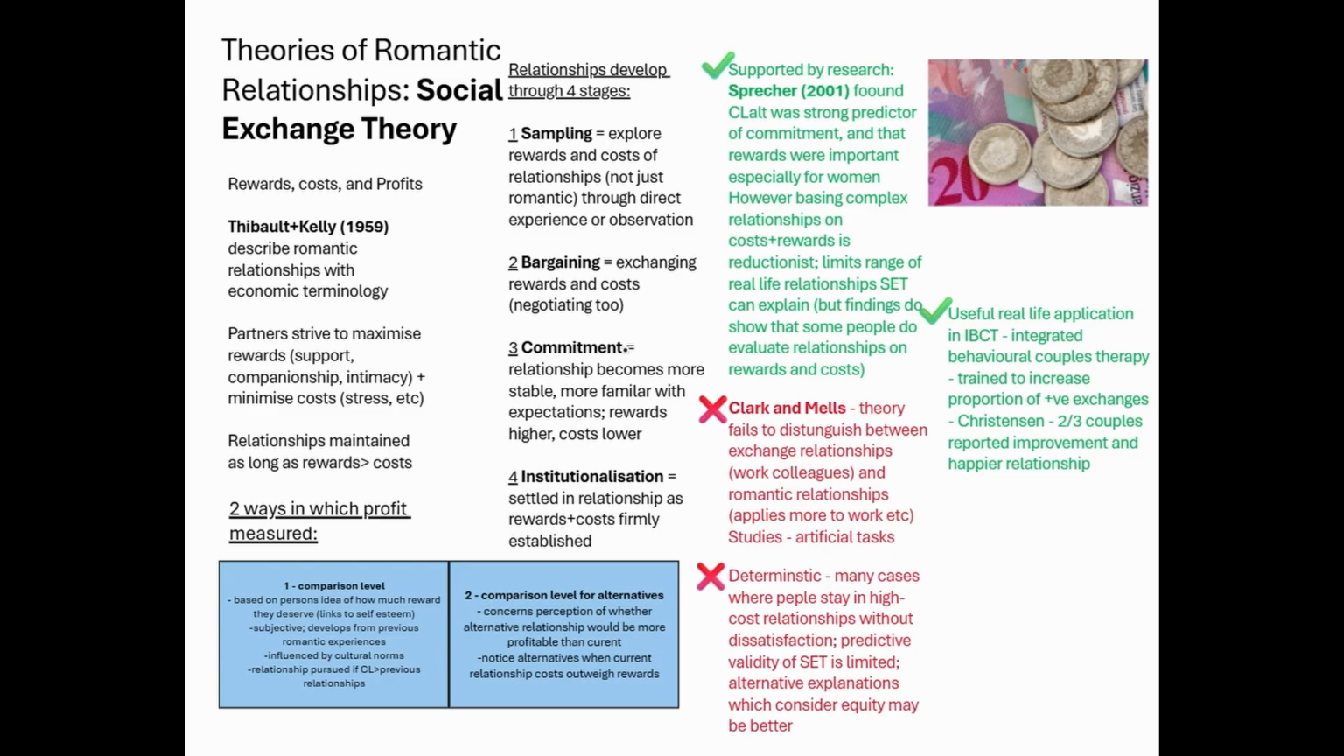Commitment is when you become more familiar with each other and so the relationship becomes stable. You're familiar with the expectations, and so the rewards are higher and the costs are lower. The fourth stage is institutionalization. This is a settled relationship as rewards and costs are firmly established.